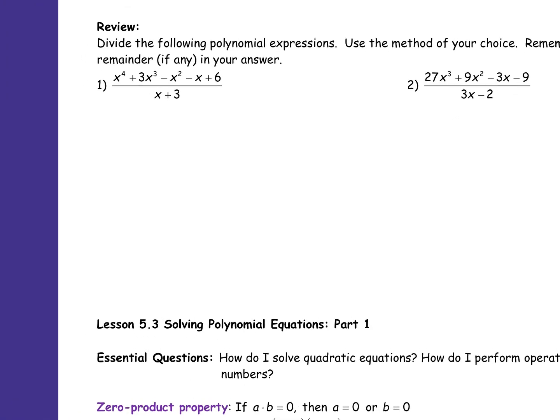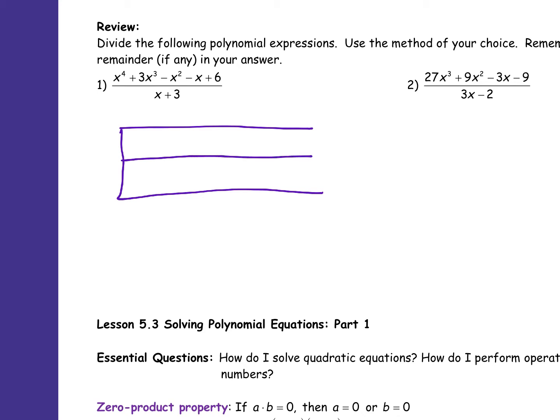Again, using the little box method, right? So I've got x plus 3, and then x to the 4th goes here, right? So what do I multiply x by to get x to the 4th? Well, that would be x cubed. And x cubed times 3 is 3x cubed.